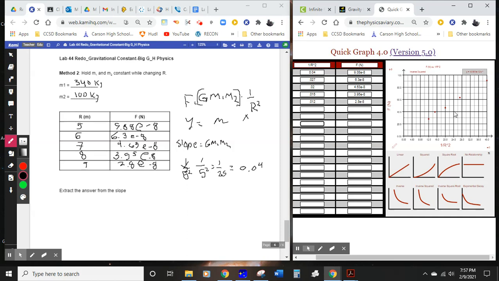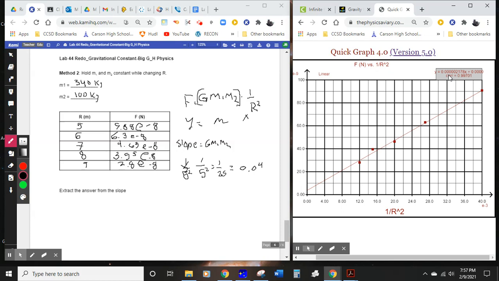Now this kind of looks like a linear equation here. It looks kind of straight, so let's go and do linear. And yeah, it kind of matches up here. So now let's get the slope. The slope is right here. So we'll go ahead and write down here, the slope.